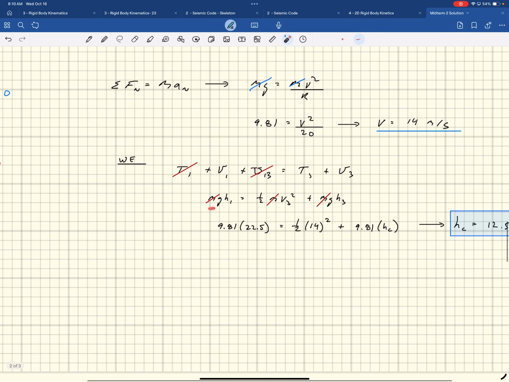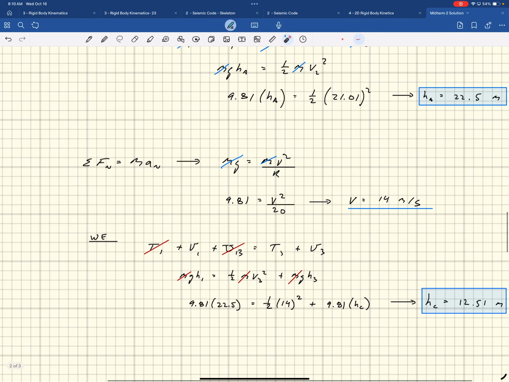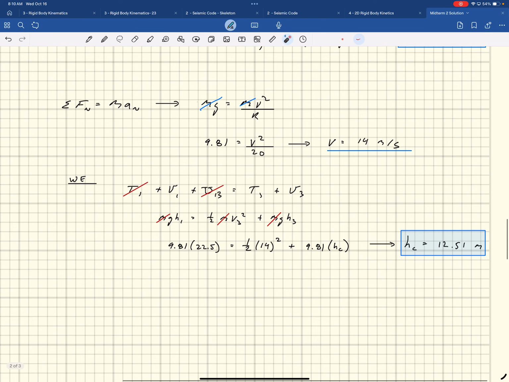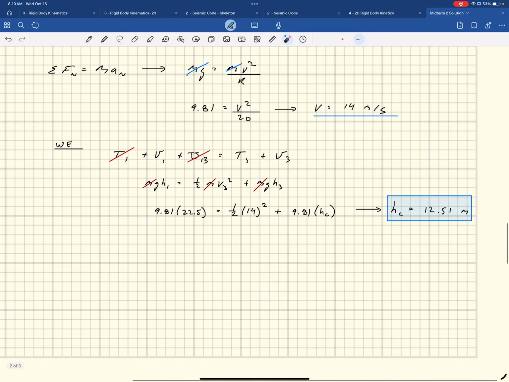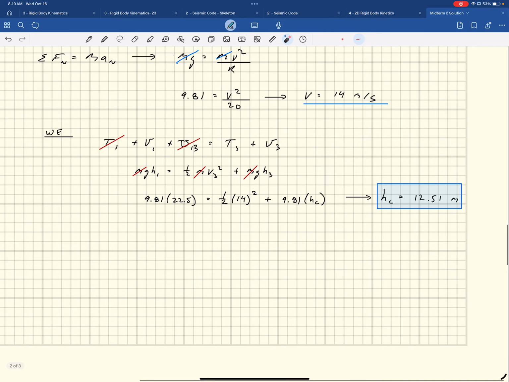So my mgh1, which is the h1, is just the 22.5 that I had before, 1/2 mv3 squared plus mgh3. And that's what I'm after, is that h3. So then you plug in your values: 9.81 times 22.5 is equal to 1/2 times 14 squared. I use that velocity right there. And then plus 9.81 times hc. And then you solve for the unknown in there, which is hc, which should be around 12.5. Okay.